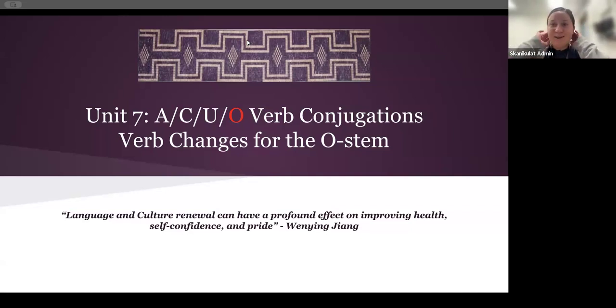And so today we are back for more foundational language lessons, and we are going to move right along into learning about the O-stem verb conjugations. If you're following along in this series, I've done videos on the A-stem verb conjugations, the C-stem verb conjugations, and now we're going to do the O-stem verb conjugations.